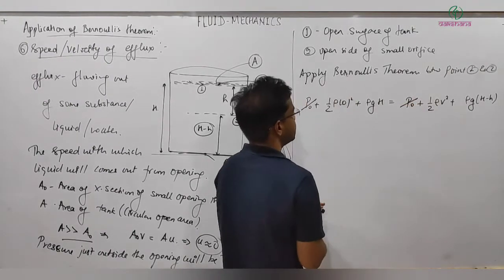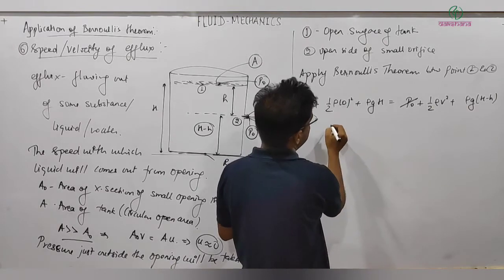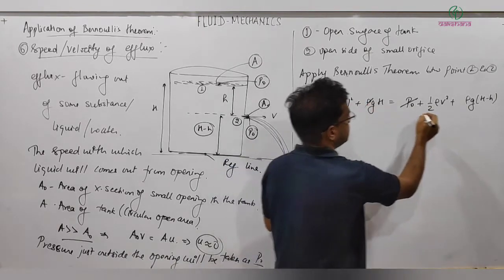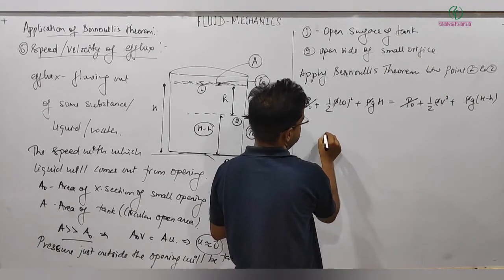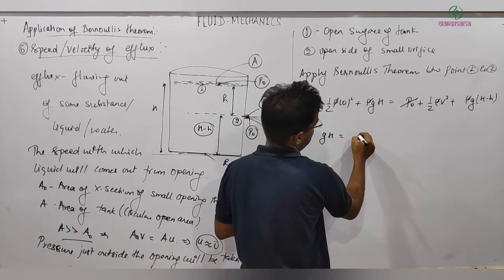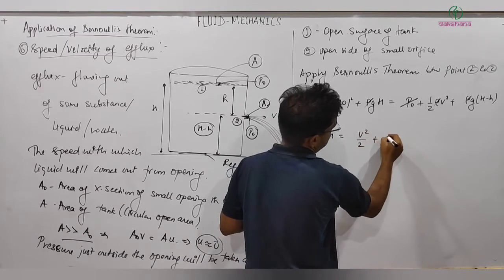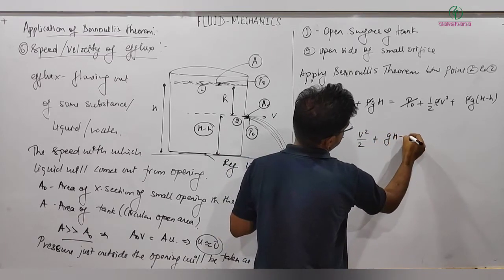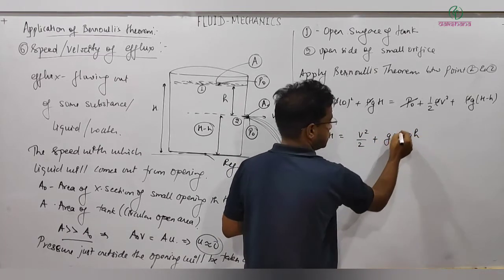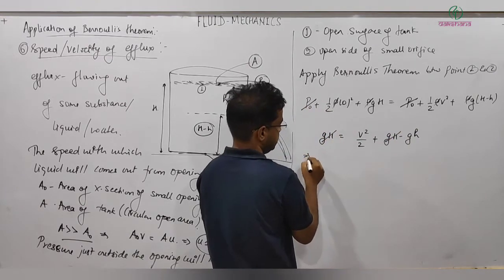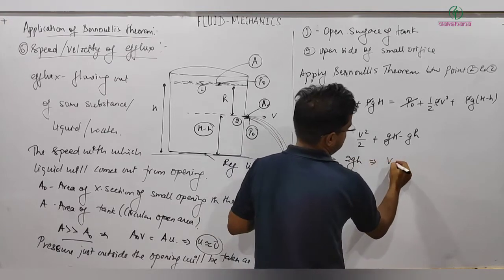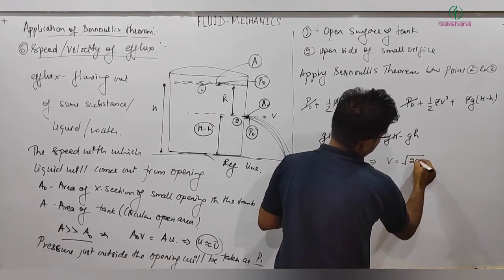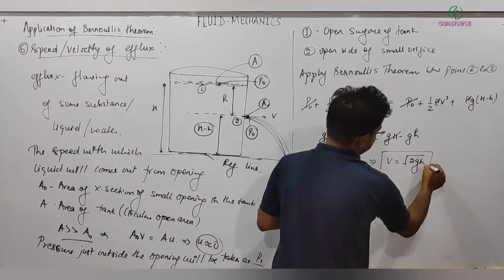P naught gets cancelled out, and remaining we are left with rho. Let me cancel rho also. So this is simply 0. Then I am left with g capital H. This is equal to V square by 2 plus g capital H minus g into small h. This is also cancelled. This implies V square is equal to 2gH. That implies V is equal to under root 2gH.